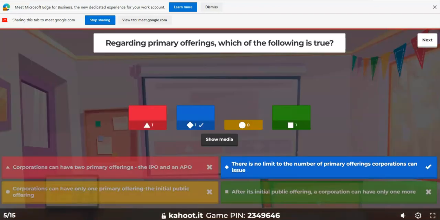Okay, some difference of opinion here, but yes, there is no limit to the number of primary offerings. There can only be one initial public offering. There's only one first time, but there can be any number of additional public offerings after that.